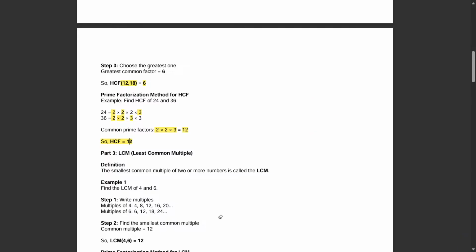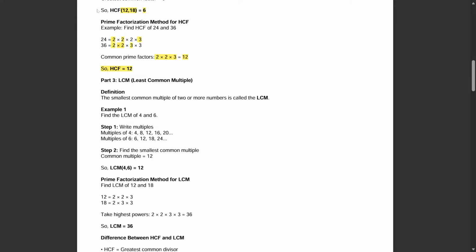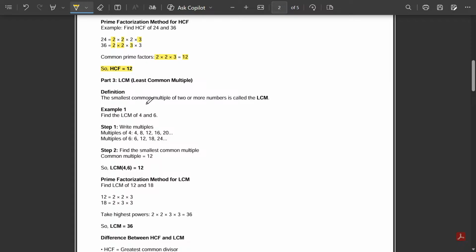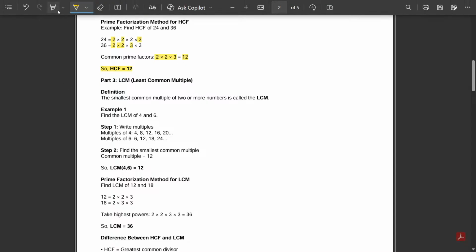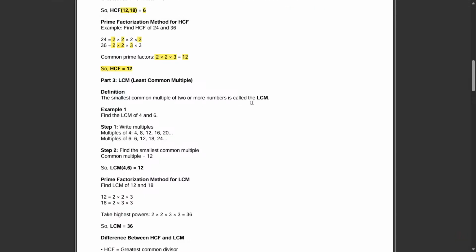So we learned the prime factorization method for HCF. Similarly, we are going to find the LCM of some numbers. So first, learn the definition of LCM. What is LCM? The smallest common multiple of two or more numbers is called LCM.